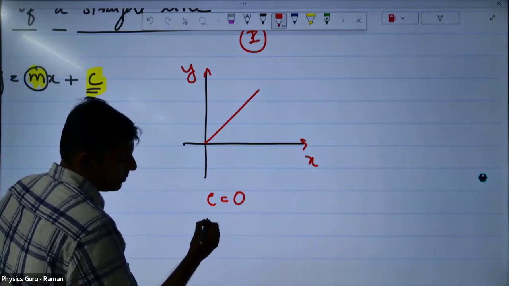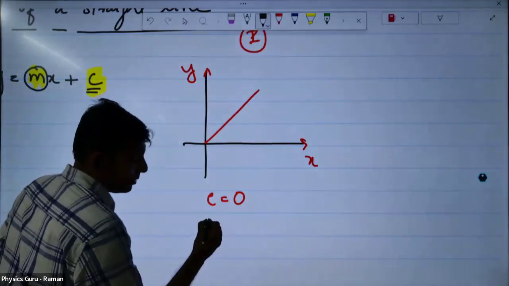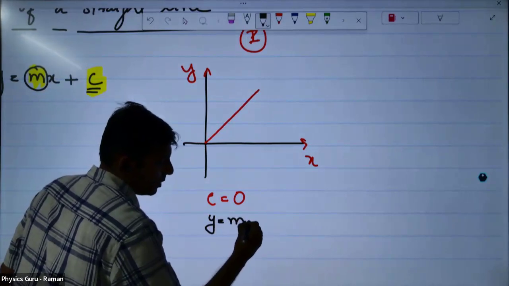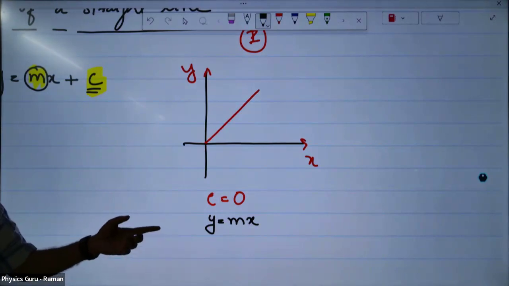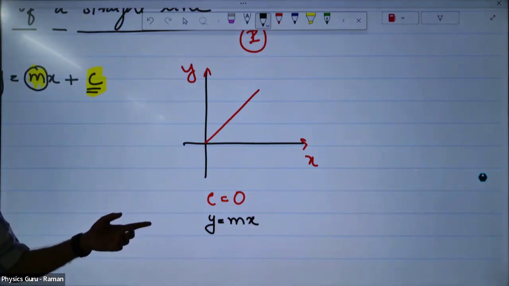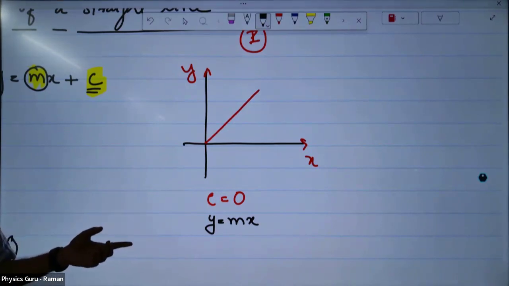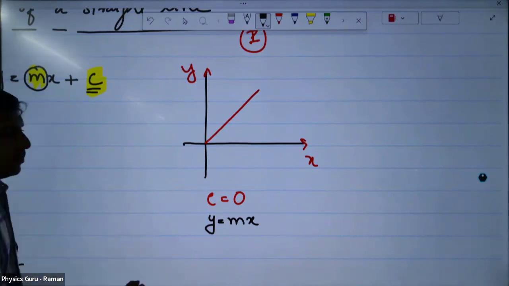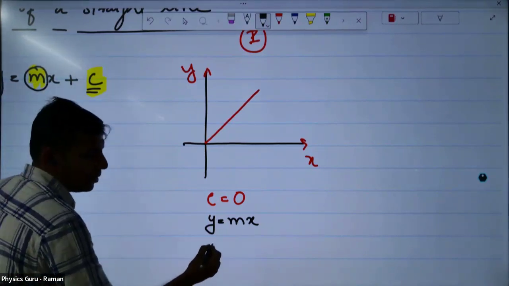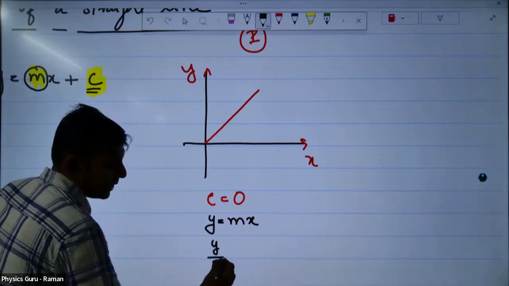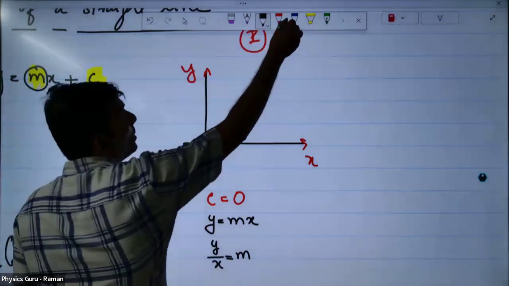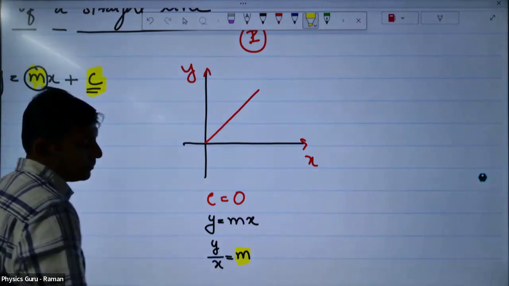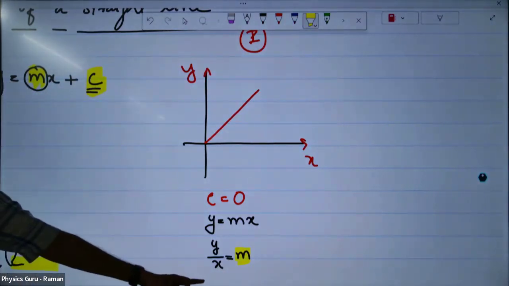As c becomes 0, the equation turns out to be y is equal to m into x, because c has become 0. Can I intercept it? Origin starts. Am I right? X and y are meeting at the same spot. Got it? What do you mean by slope? Y by x is equal to m, which is nothing but slope. And this slope is constant.